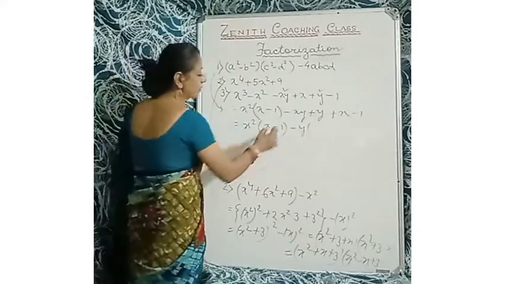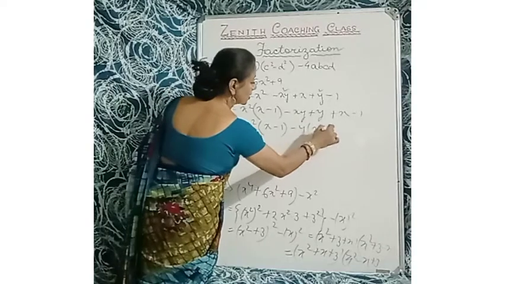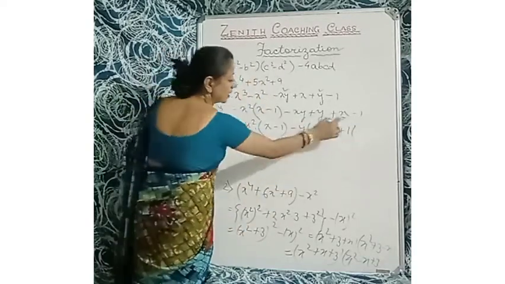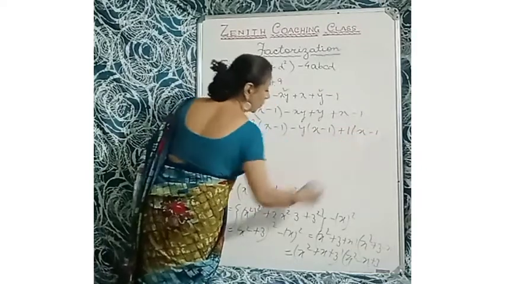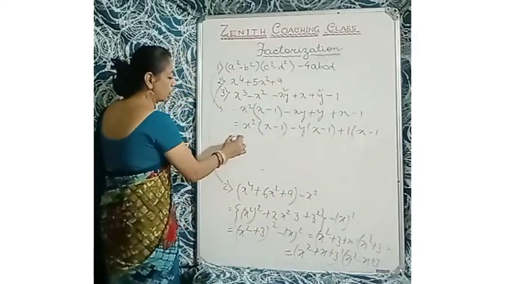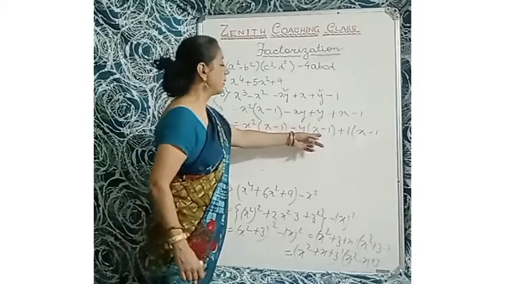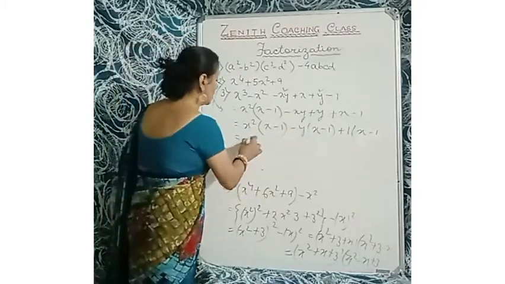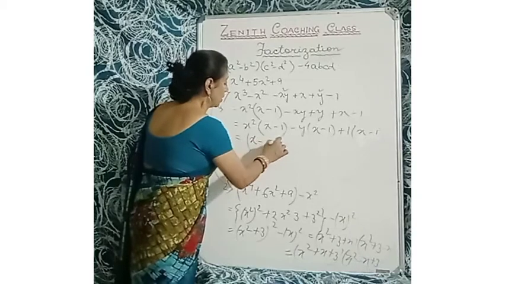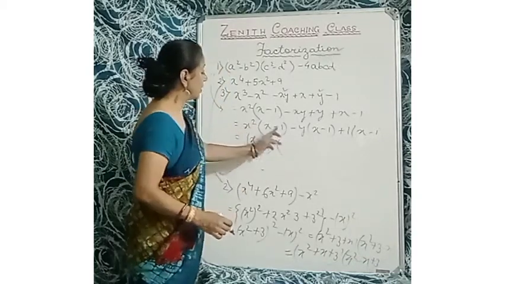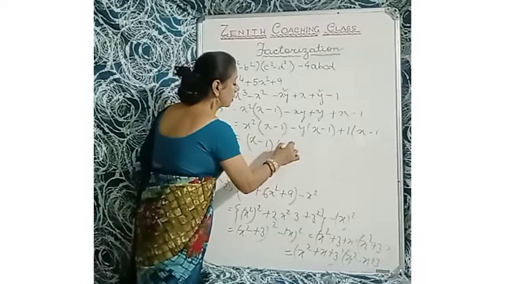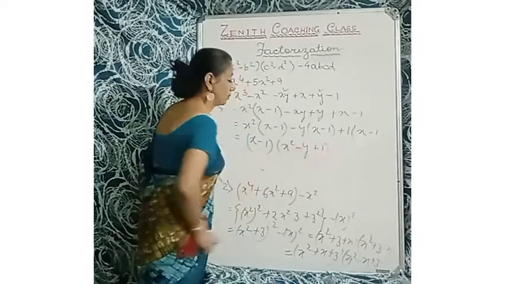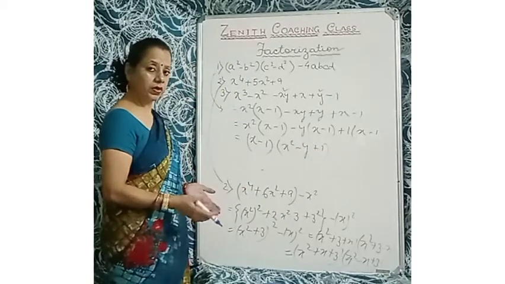When you take minus 1, it is x minus 1 plus 1 you take common, because x minus 1 is ready to go. Okay. So here is x minus 1, there is x minus 1 and there is also x minus 1. So take it in common, that is x minus 1. So x minus 1 is common. So what you will write here, that is x square minus y plus 1. Bas, the sum is done.